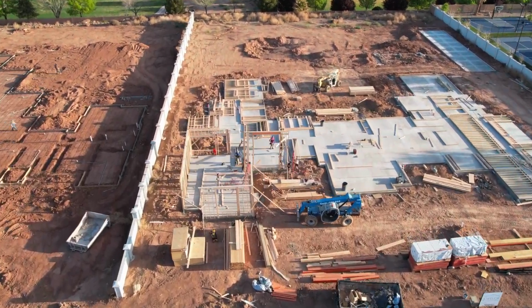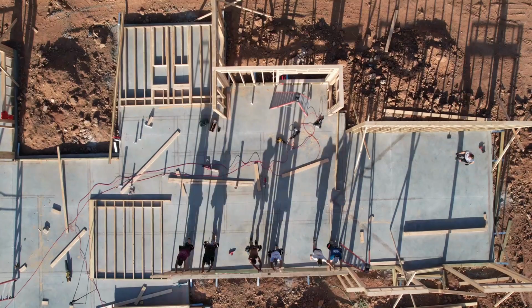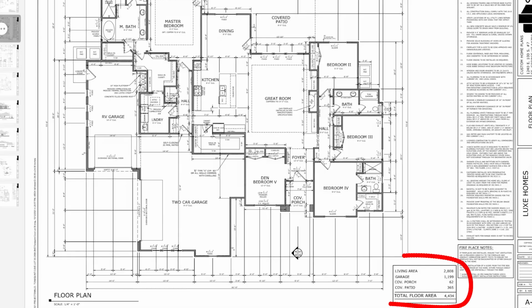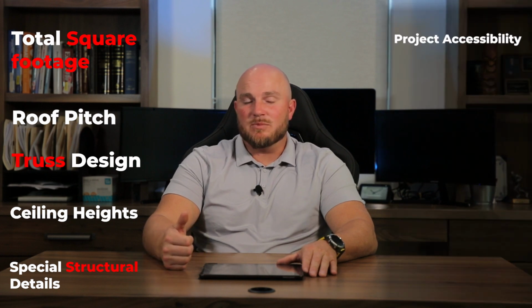Okay, today's video is the first of a two-part series of how I come up with a bid as a framer. In this video, I'm gonna discuss the things that I look at in order to come up with my bid. Things such as square footage, roof pitch, truss designs, ceiling heights, any kind of special structural details or specifics. I also look at access to the project.